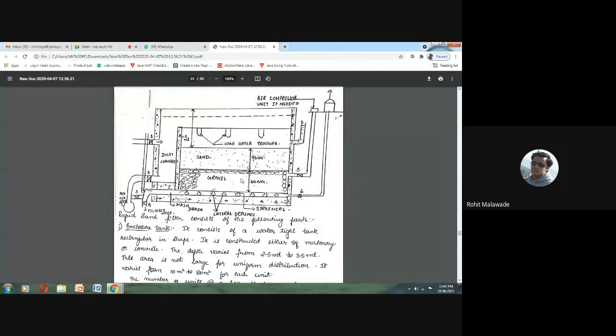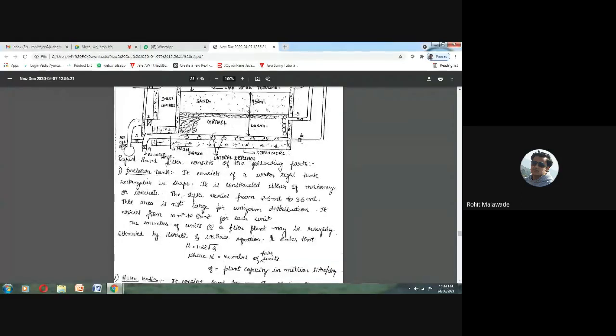The rate of filtration in case of your rapid sand filter is much faster than your slow sand filter, and the amount of area that you are going to utilize is much lesser. Okay, in case of your slow sand filter, the area that you are going to use is very large, whereas in case of your rapid sand filter, the area you are going to use for the filtration is very less.